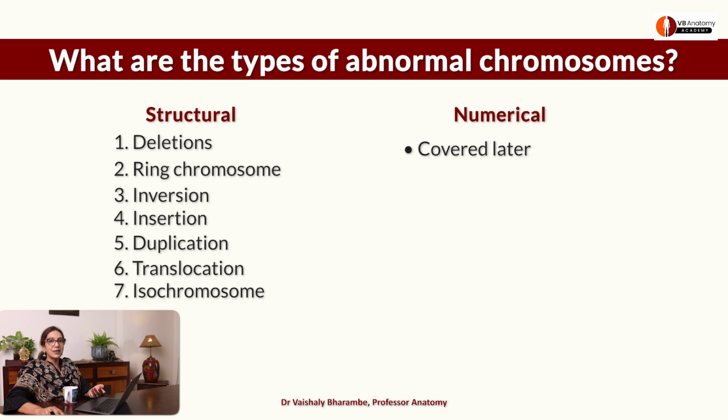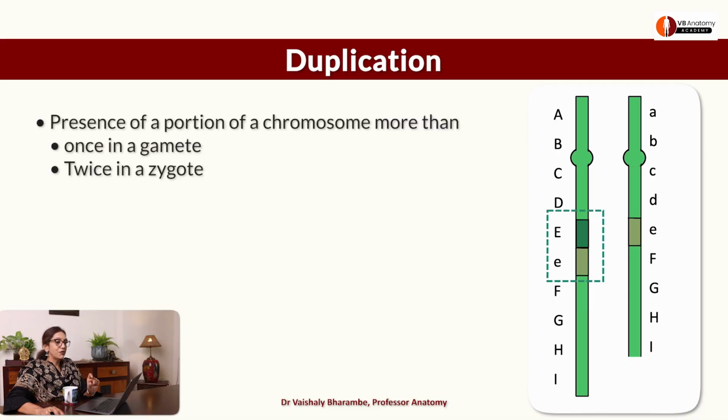Finally, we come to the last topic for the day, which is duplication. Students, do you need me to teach you this? By now, you already have grasped the concept that in a gamete, if one portion of a chromosome is present more than once, or in a zygote, more than twice, then it is called a duplication. In a gamete, every chromosomal bit should be only once. In a zygote, it should be only twice. But when it is more than twice in a zygote or more than once in a gamete, you're going to call it duplication.